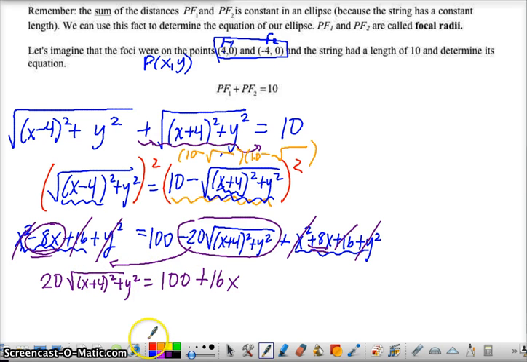Okay, to make my life a little bit easier, I'm going to divide these numbers by 4, just because it's going to be easier when I square both sides again. So this would become a 5, right? I'm dividing everything by 4.